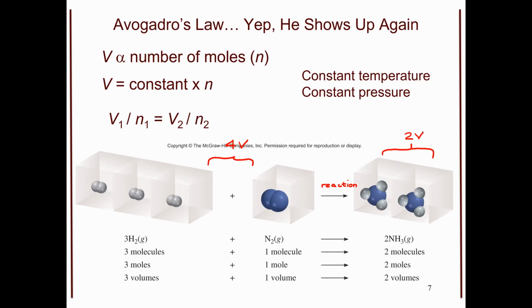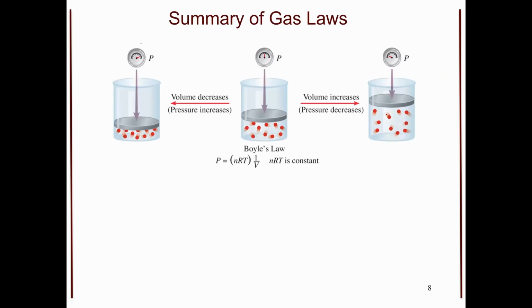In a future video, you're going to see that if we start to mix gases that don't react, we are going to use Dalton's law of partial pressures to determine their contribution. So Avogadro's law describes to you just how many moles are going to give you the volume that you want. So let's take a look at all the gas laws that we have discussed during this video.